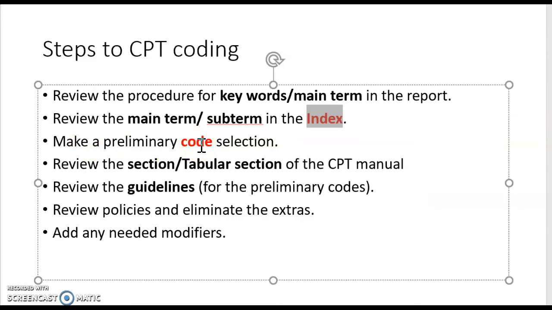After we find the code selection in the index, we go to the section in the beginning of the book, also sometimes referred to as a tabular section. Once we find the tabular section, we will select the correct code in that section after reviewing the guidelines posted there. Okay? Once we figure out the final code, we are going to add any modifiers if needed, and we will continue to study for that later on.